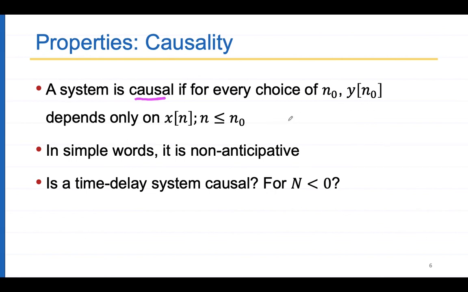Why do we need to define this property of causality? Because I don't want my system to be depending on future values of x of n, right? Then it is not possible to implement it in real time. So in simple words, it is a non-anticipative system, right? It only sees the past values, not the future values, or it only needs past values to compute the output. Okay, is a time delay system causal? The answer is yes, but only for n greater than or equal to 0.